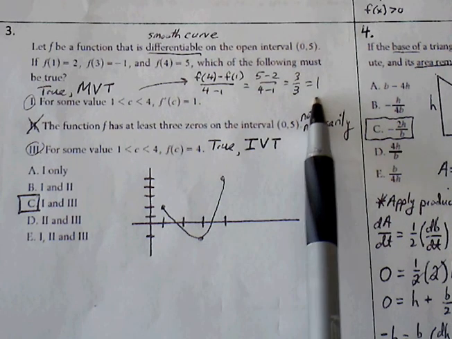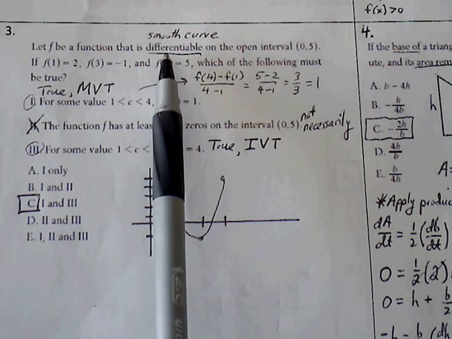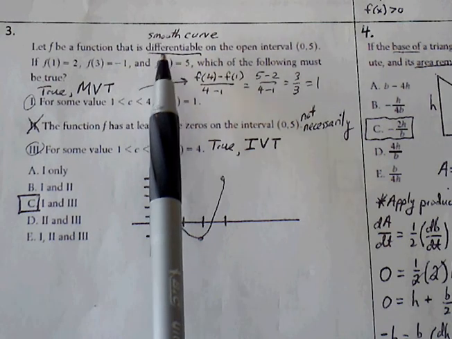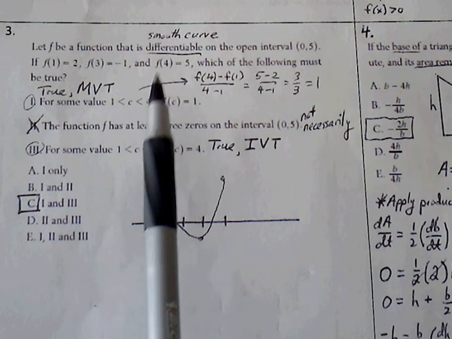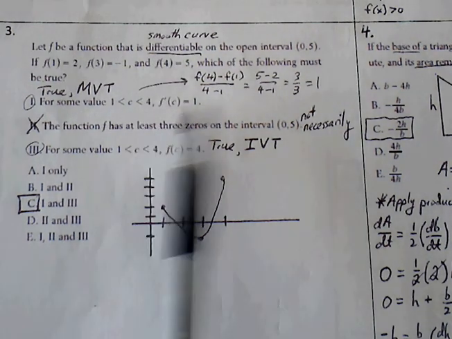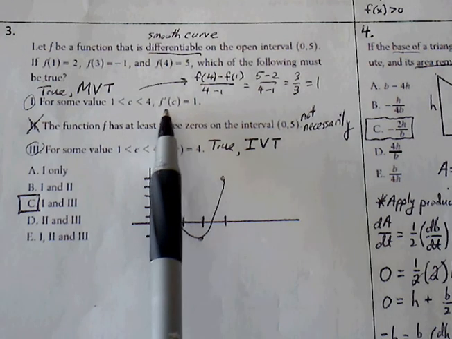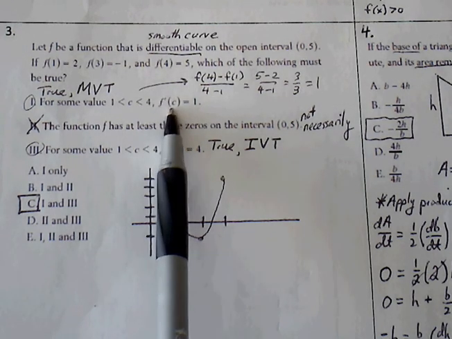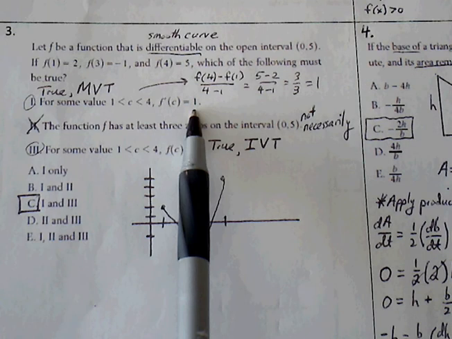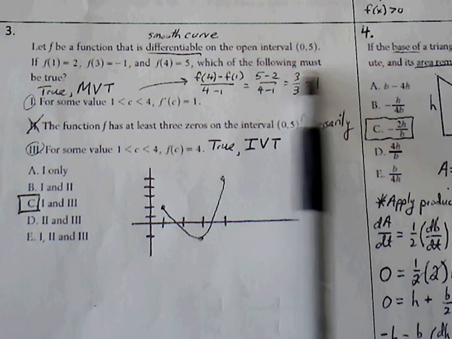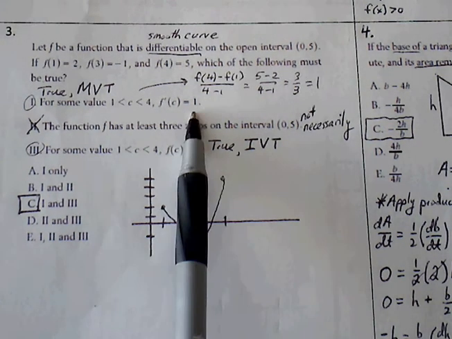Because the function is differentiable, we know it's also continuous. So continuous and differentiable, and we can guarantee that the instantaneous rate of change is equal to the average rate of change, which we found to be 1. So this is true. Okay.